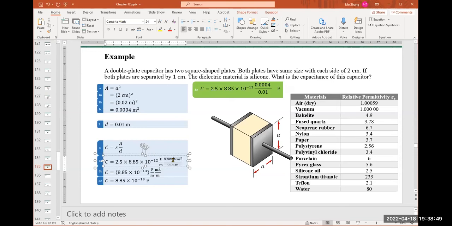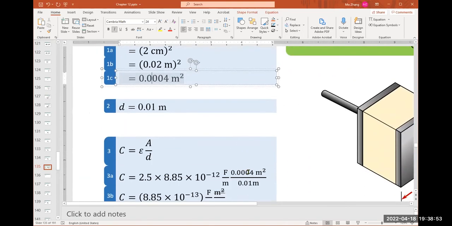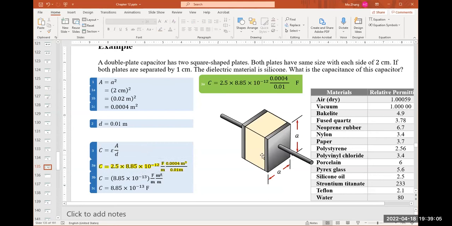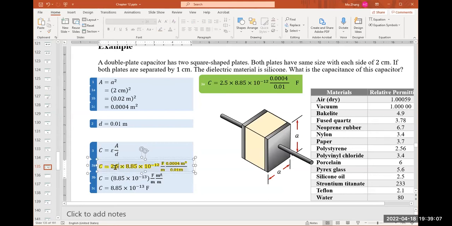And then multiply by the area, right? The area we calculated, 0.0004 meter squared, divided by the distance, 0.01. So here is the most important formula. 2.5, let me use a different color here. 2.5 is there.